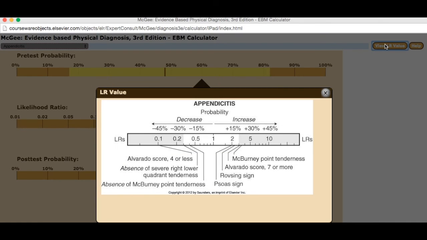Here is a graphic of many of the different physical exam maneuvers that we discussed. Note that a negative Rovsing or psoas sign is not even on this scale, and that's because their negative likelihood ratios are close to 1. They're not significant. They don't change the likelihood that this patient does or does not have appendicitis.